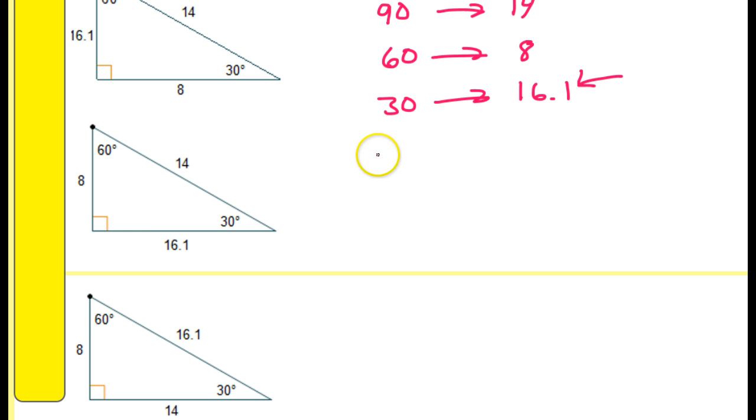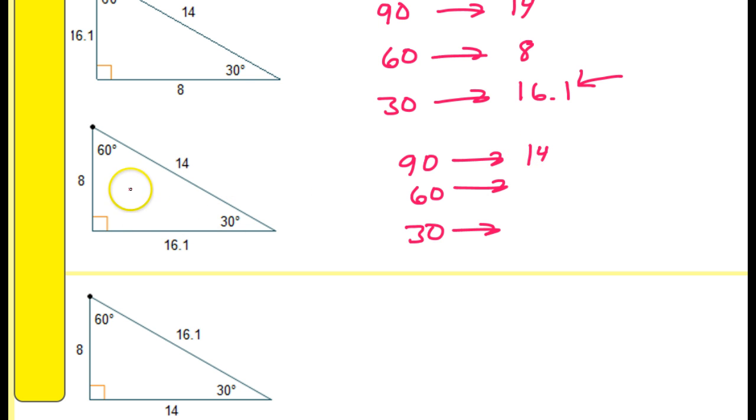Let's look at the next one. Again we have the 90, the 60, and the 30. Let's check the sides. Across from the 90 we've got the 14, across from the 60 we've got the 16.1, and across from the 30 we've got the 8. These are out of order. Since we do not have biggest to smallest like the angles, this is not a proper triangle.